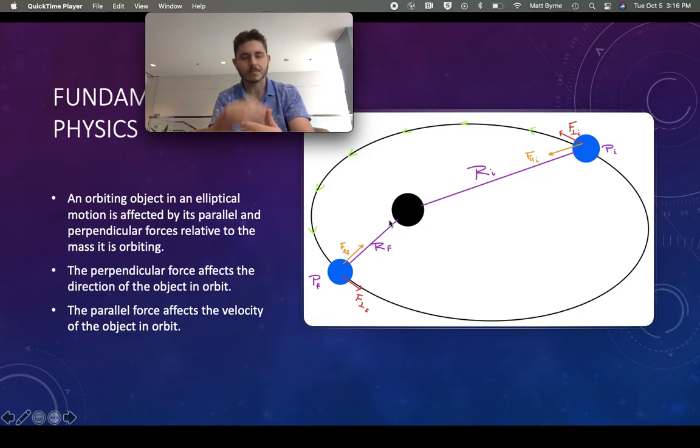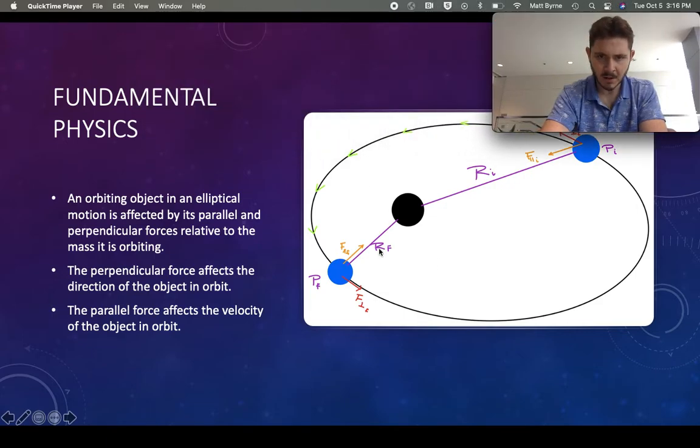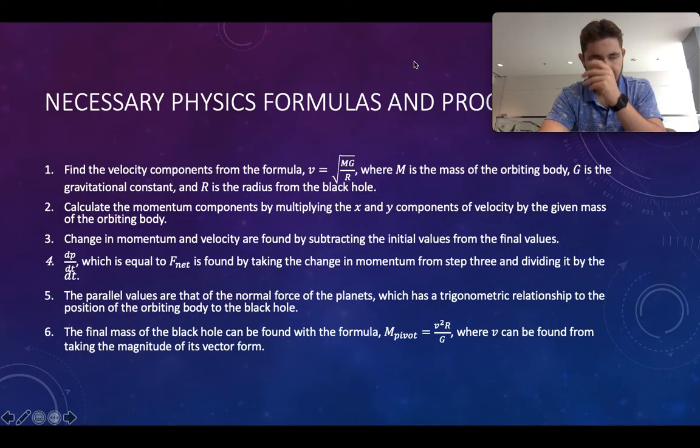As we can tell by the equations we will go over, when the radius is smaller, the force is actually much greater. So that means that parallel force final is greater than parallel force initial. And we can tell that by the velocity components.